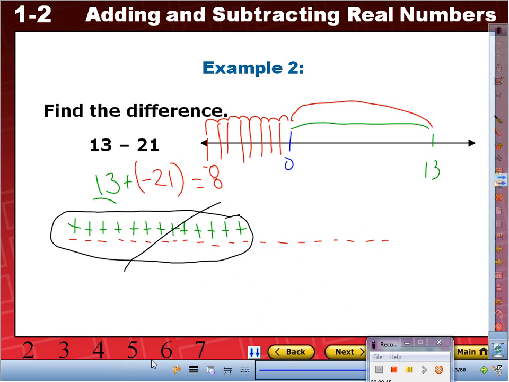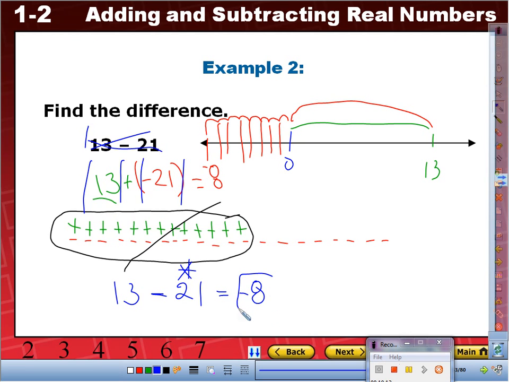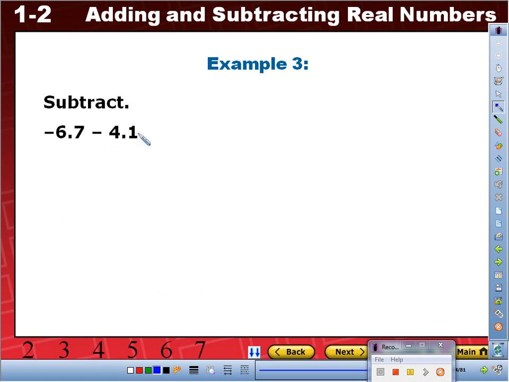And the last one, what is the last method? Absolute value. Oh, right here, sorry. We don't use this one anymore, we're right here. Absolute value of 13 is 13. Absolute value of negative 21 is 21. Since they are different signs, what do we do? We subtract, and 21 minus 13, that's 8. And the biggest absolute value was 21. What sign was that originally? Negative, so this is negative 8.